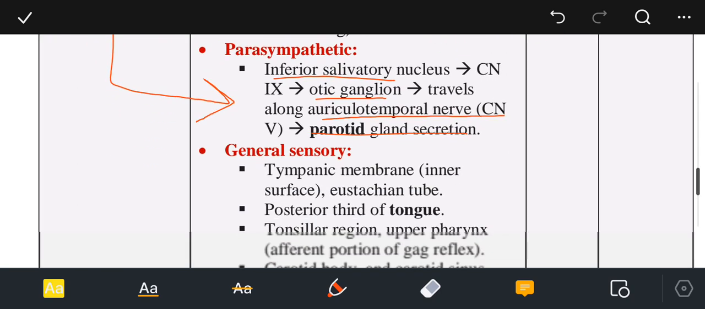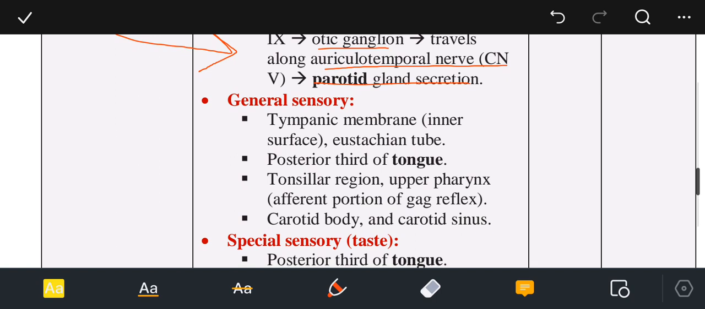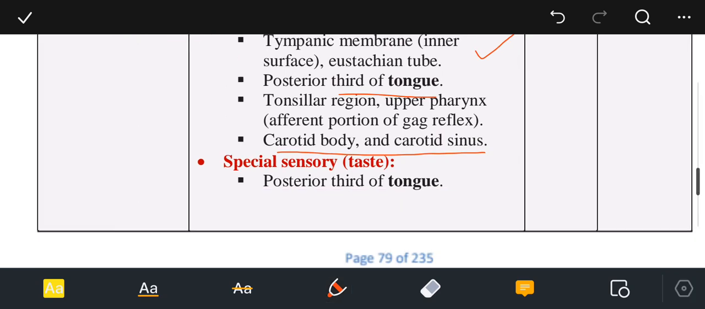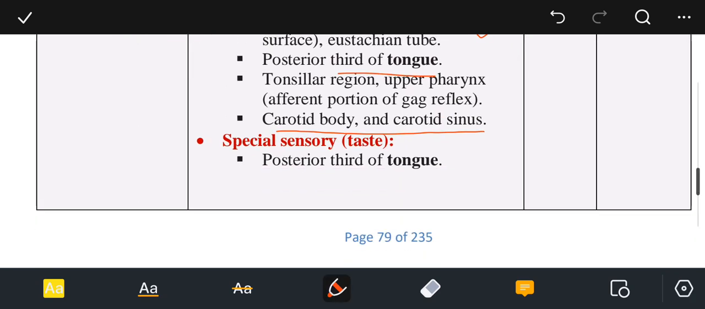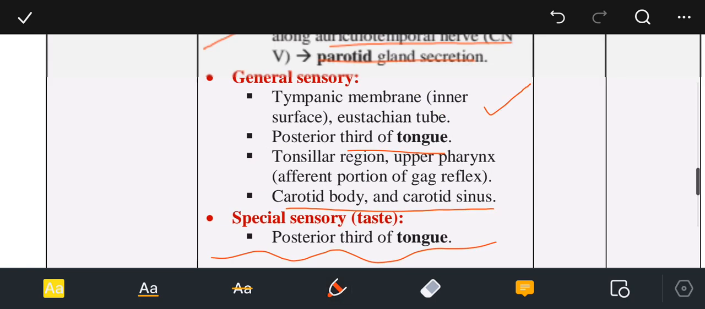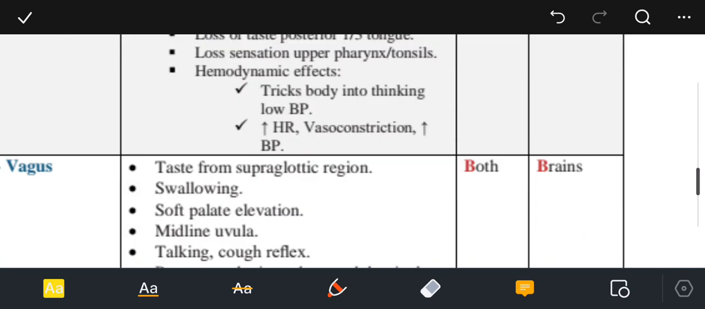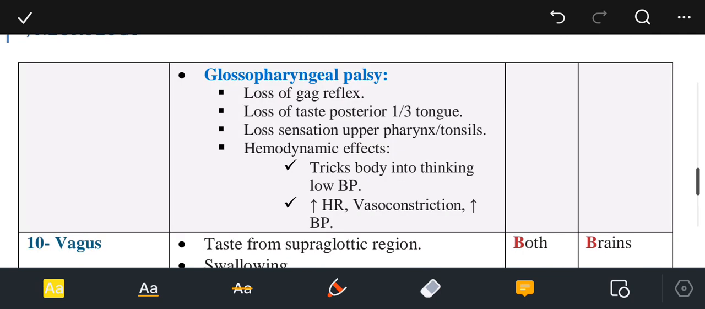Then general sensory sensations from the glossopharyngeal nerve take the sensation of the tympanic membrane, inner surface and eustachian tube, posterior third of the tongue, tonsillar region, upper pharynx, afferent portion of the gag reflex, the carotid body and the carotid sinus. The special sensations from the posterior third of the tongue are also taken by the trigeminal nerve. The next thing is about the glossopharyngeal palsy.